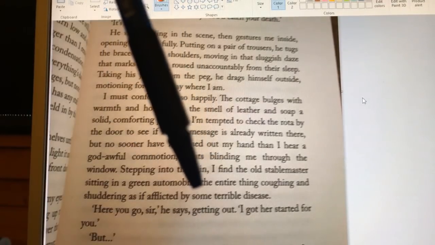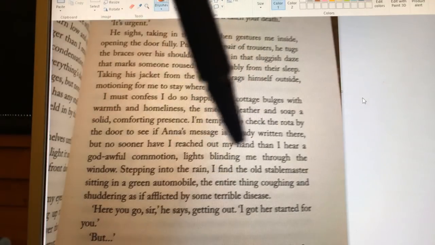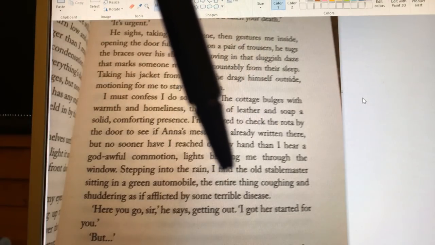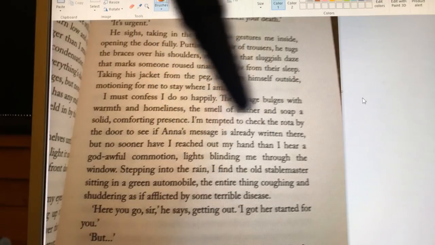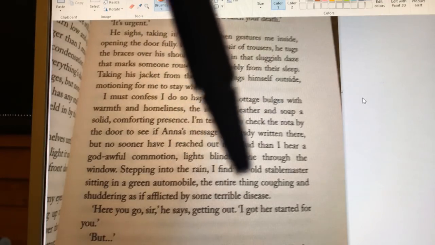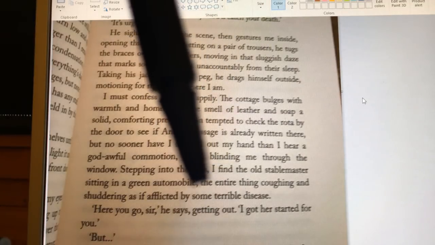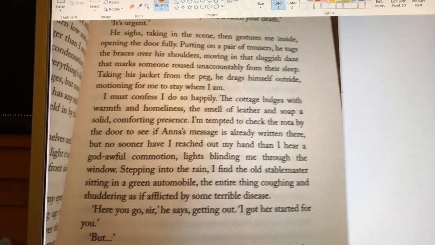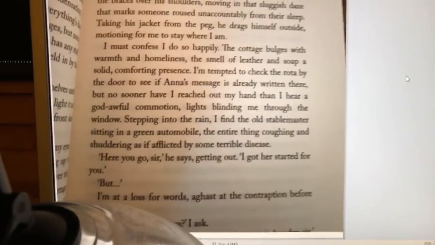Okay, then we've got a comma before the noun phrase, the entire thing, and then coughing and shuddering. Now notice again, it doesn't say the entire thing was coughing and shuddering or is coughing and shuddering. It just says the entire thing coughing, lights, blinding, eyes flashing. When you've got noun and then participle, it's an absolute phrase. So this is another absolute phrase, and there must be a comma there because absolute phrases are always commaed off from the main clause.